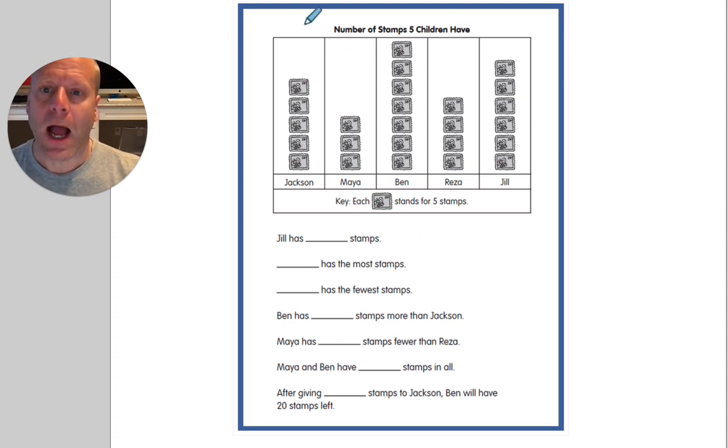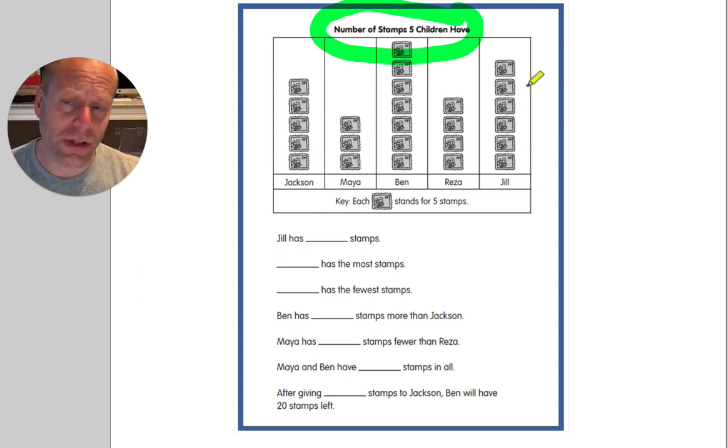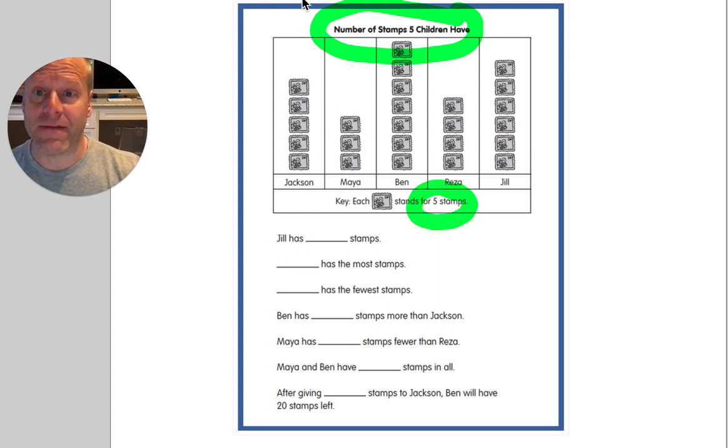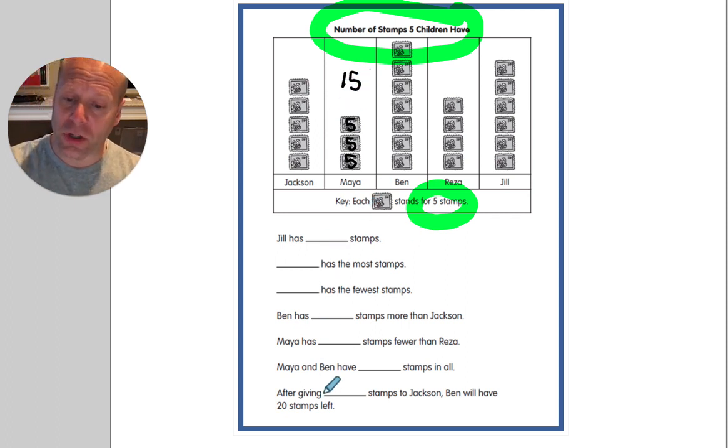Here's another one. Always look at the title. So these are number of stamps that the kids are collecting. So Maya has a stamp collection. Jill's collecting stamps. Each stamp represents 5. So this one is a little bit tricky. This is not 3 stamps for Maya. This is 3 5s. So that altogether would be 15 stamps for Maya. Then you're going to go through and answer most of these questions about the data.